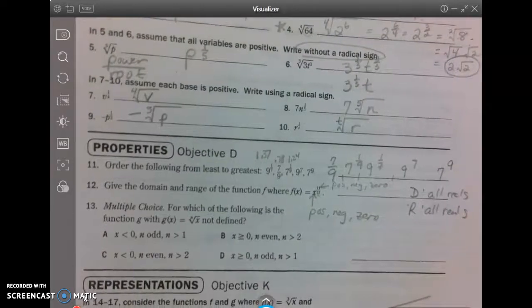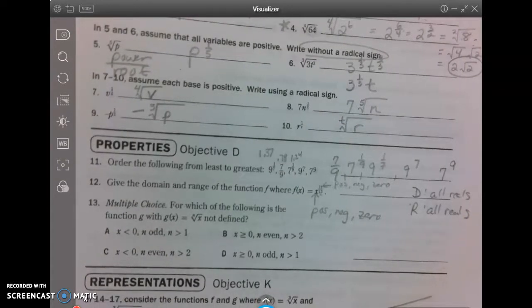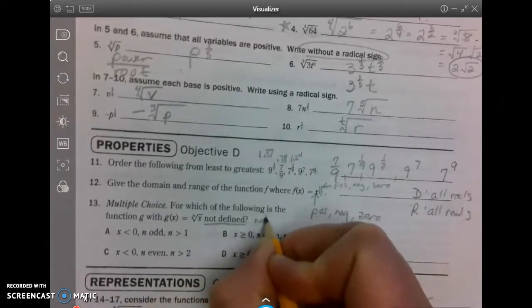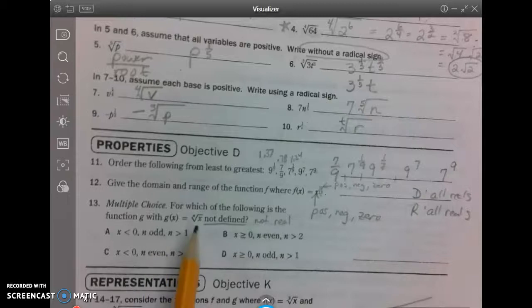Let's look at number 13. For which of the following is the function, the nth root of x, not defined, meaning not real? Well, if x is negative and n is even, it's not real. Remember when we took the square root of negative 121? We ended up with 11i. So it's not defined when it's not real. So if x is negative and n is even.